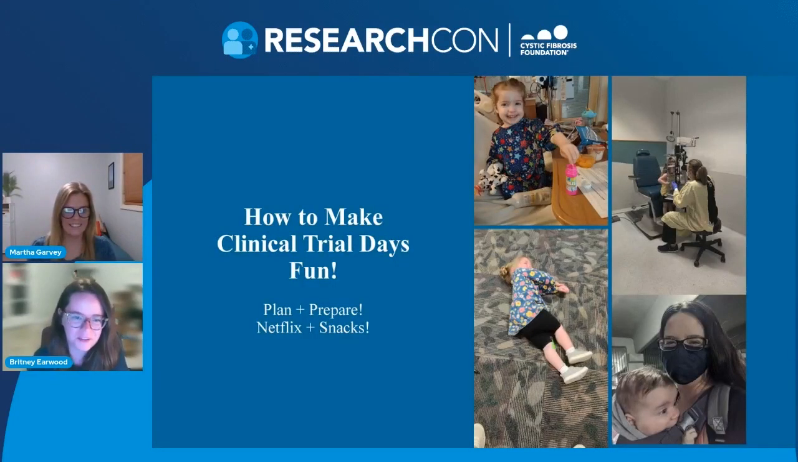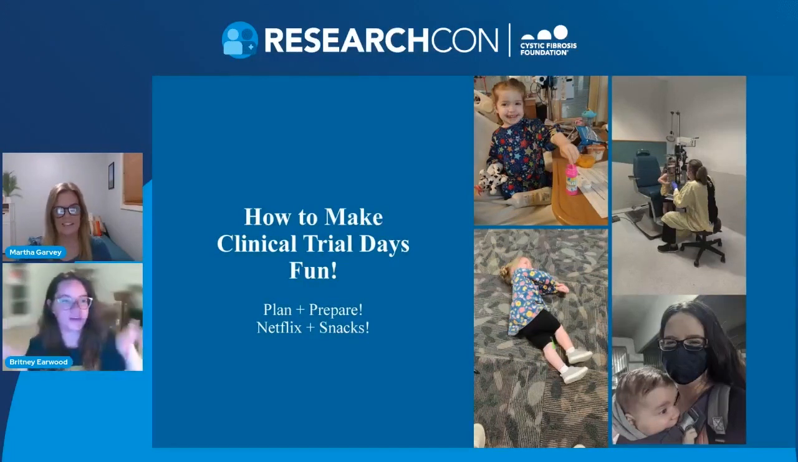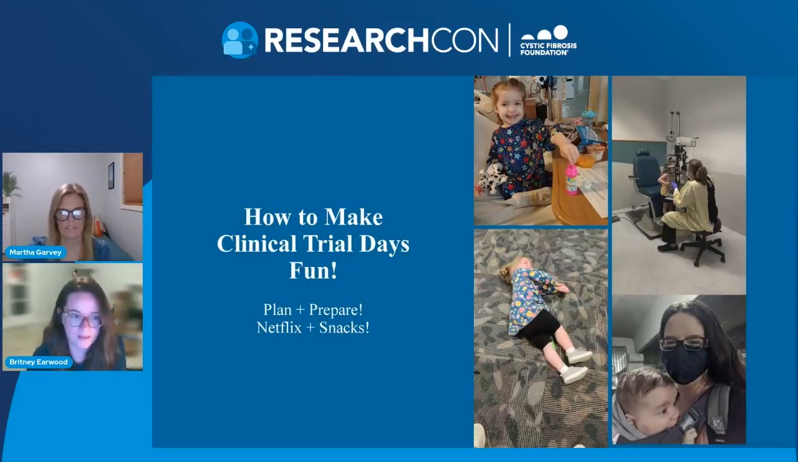How to make clinical trial days fun. Plan, prepare, Netflix, snacks is the summary. The big piece of advice that I have is bring a greater variety of snacks than you think you need. Whatever snacks you would normally pack for a really long day, grab 3 or 4 different ones that they've never had before, because that's what you want to pull out of your pocket when they're upset or getting bored.